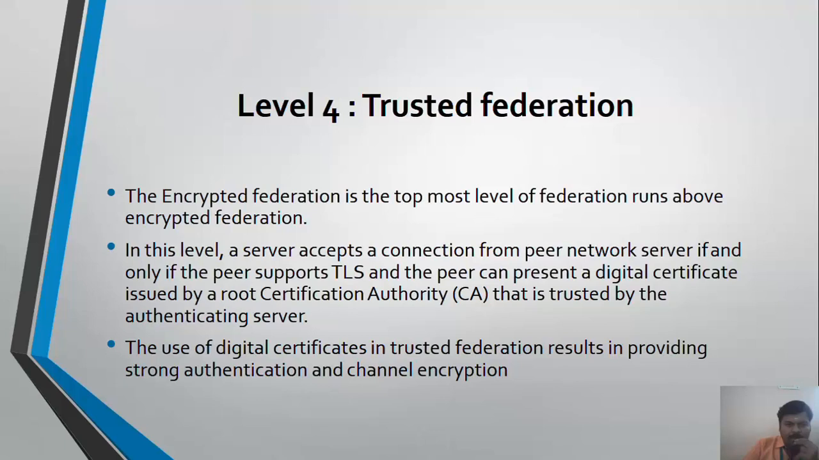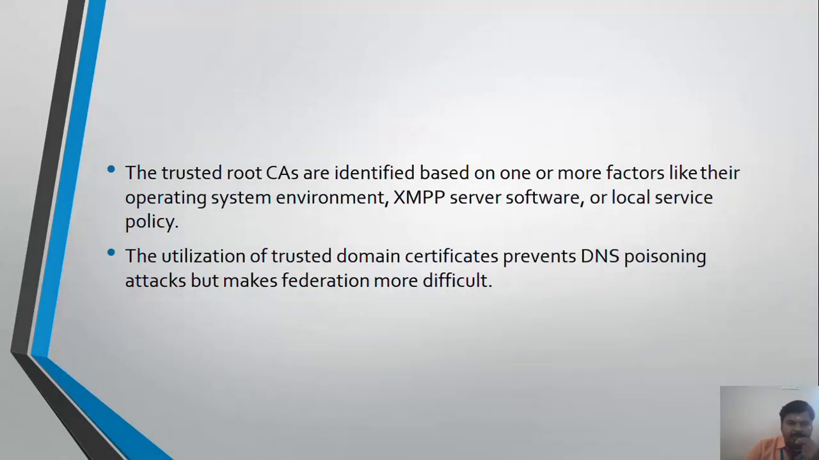Next, the last one is level 4, which we call trusted federation. The trusted federation is the topmost level of federation, running above the encrypted federation. In this level, a server accepts a connection from a peer network server if and only if the peer supports TLS and the peer can present a digital certificate issued by a root certification authority that is trusted by the authenticating server. The use of digital certificates in trusted federation results in strong authentication and channel encryption.